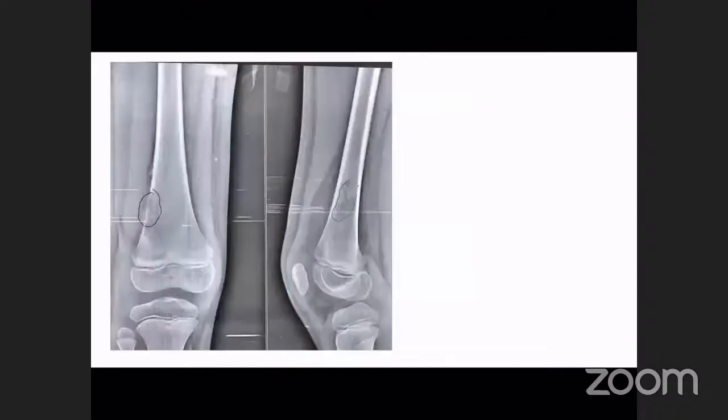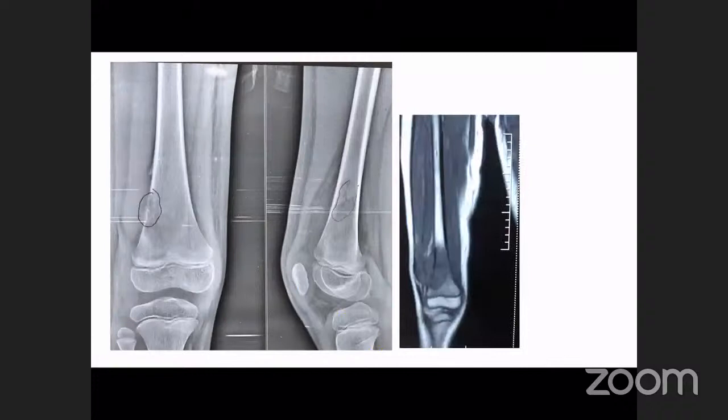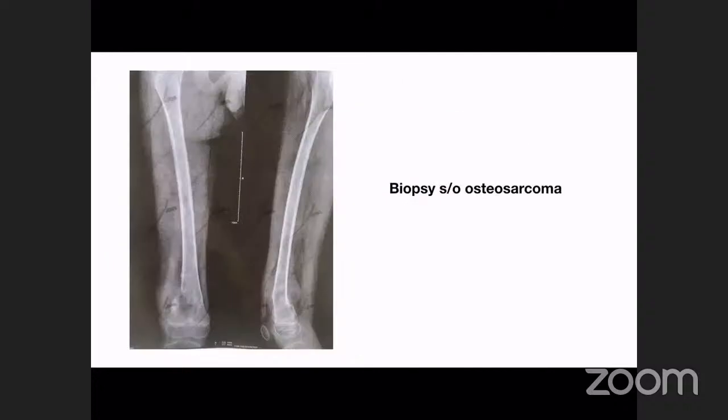So I'll be sharing a case. This is an 8-year-old kid, and as you can see, there is a lesion in the distal femur, in the corresponding X-ray and MR images. We planned a biopsy, but unfortunately he came back to us with a pathological fracture. We then did a biopsy, which was suggestive of an osteosarcoma.